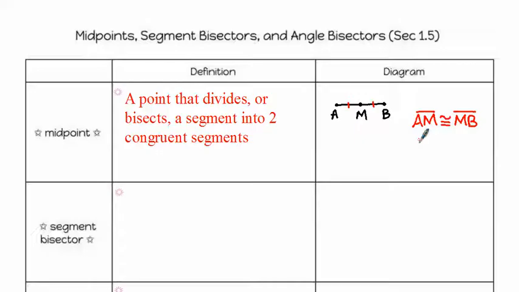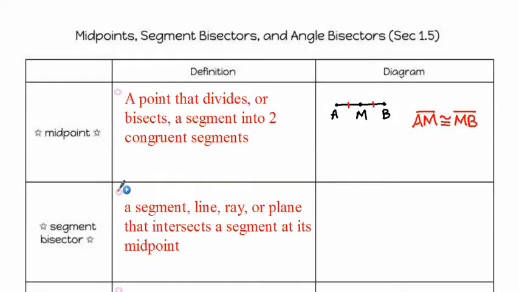All right, second definition we need to look at is that of a segment bisector. Segment bisector is a segment, line, ray, or plane that intersects a segment at its midpoint. Notice that we've got several options here: a segment, a line, a ray, or a plane, and we'll talk about what all of that means in just a second. But the important part is that it intersects the segment at the midpoint.